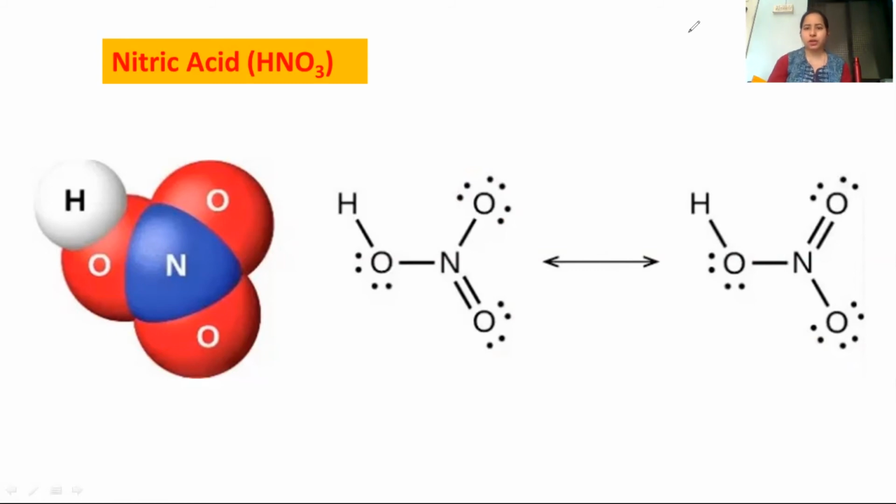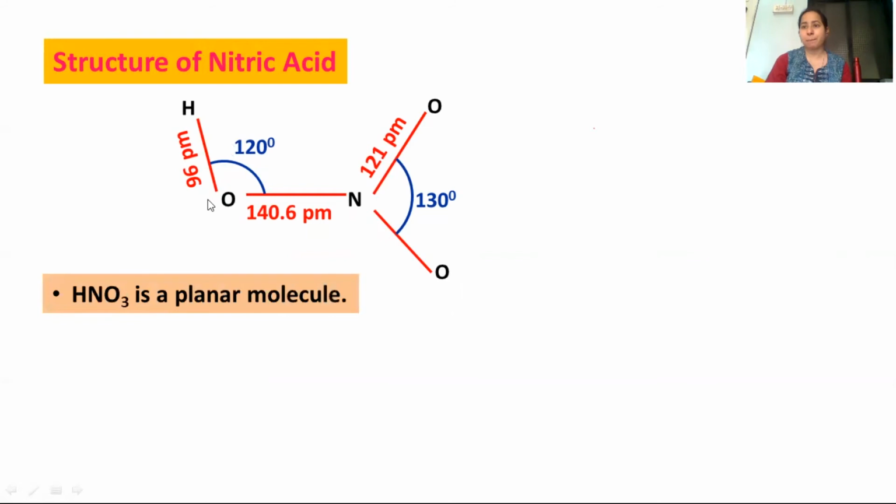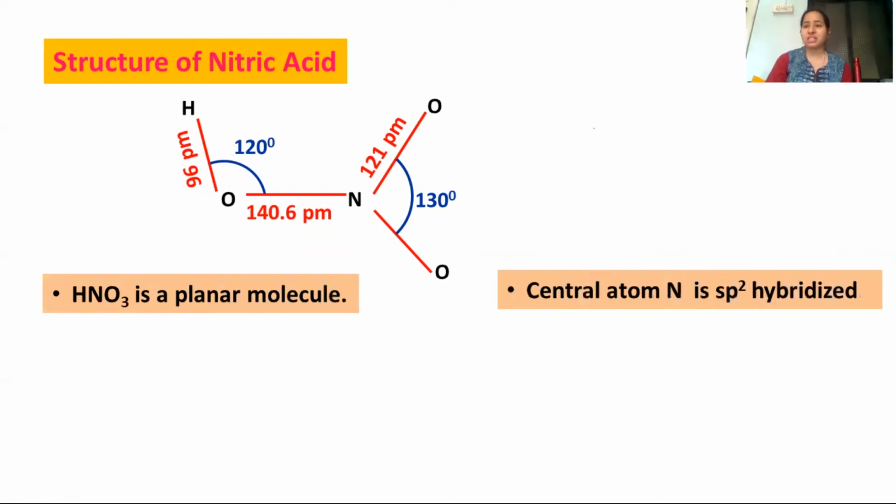So first of all, moving to the resonance hybrid, put the heading as nitric acid, and you can see the structure of resonance hybrid is in this way. When we say nitric acid, we say nitric acid is a planar molecule where the central atom, nitrogen, is sp2 hybridized. When we say sp2 hybridized, you can see the bond angle over here, it's trigonal planar.